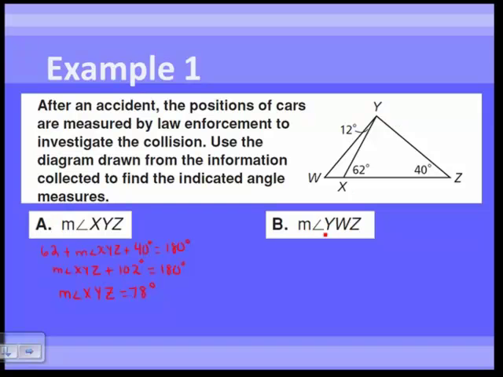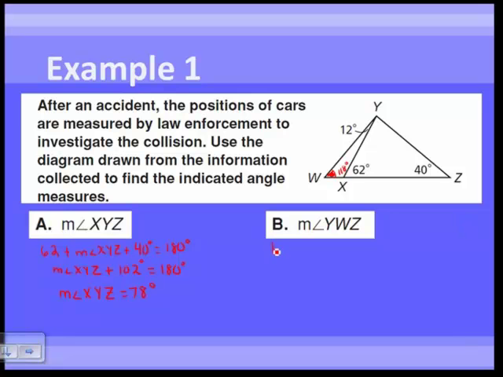Now we've got to find the measure of angle YWZ. So I had to start with YWZ. That's this guy right here. Okay, so I don't have this angle in here, but I know that these two guys are supplementary. So if this is 62, that means this has to be 118 because they have to add up to 180.